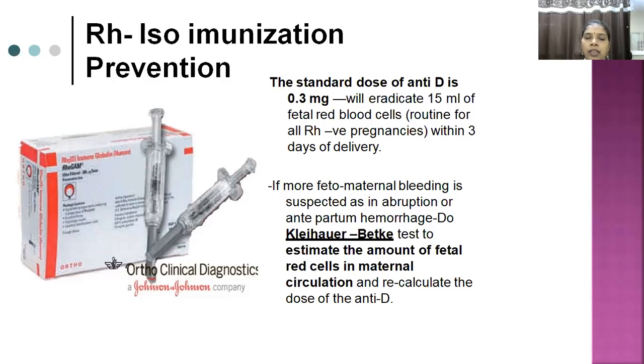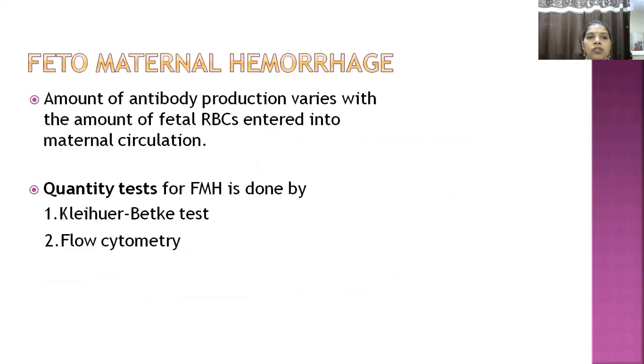So the mother produces more antibodies. That is, 300 micrograms of anti-D cannot compensate for the exposure to the fetal cells. So to recalculate the dose of anti-D, we use the Kleihauer-Betke test. The amount of antibody production varies with the amount of fetal red cells entering the maternal circulation. Quantitative tests for fetal-maternal hemorrhage are the Kleihauer-Betke test and flow cytometry.